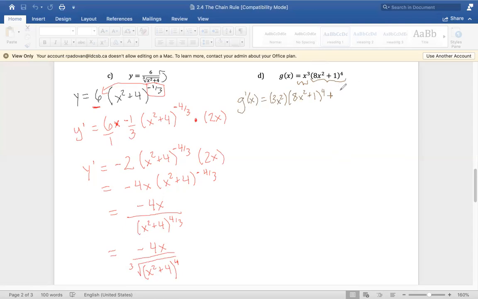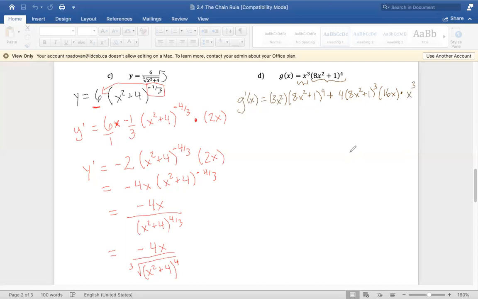Ignore the x cubed right now. Leave the inside alone. 1 less would be 3, but then don't forget I have to take the derivative of the inside, right? So that 2 times 8 would be 16x, multiplied by 16x, and then copying down, multiplying that by the first term, x cubed.